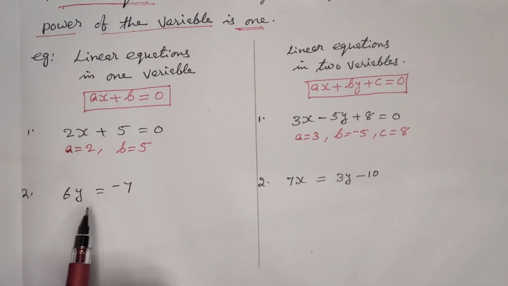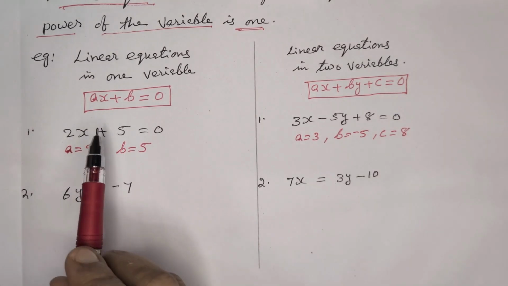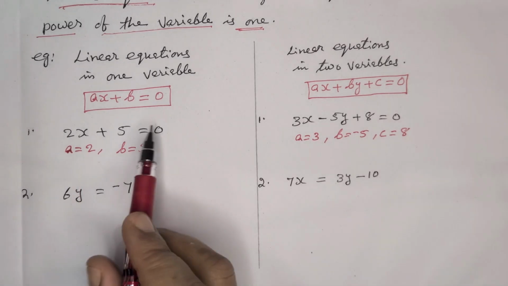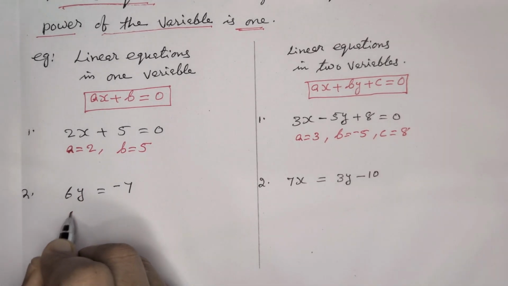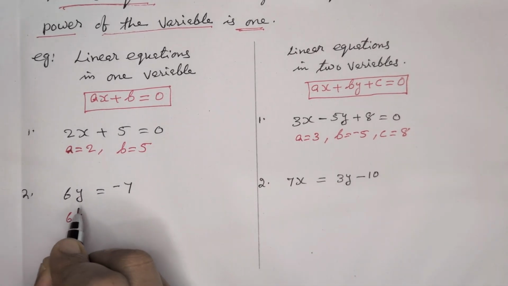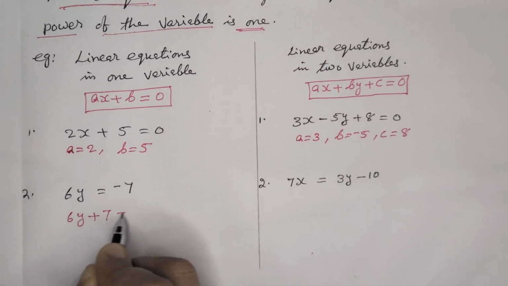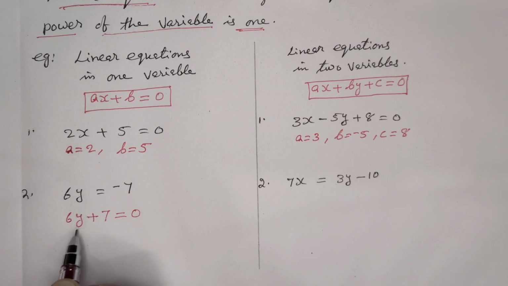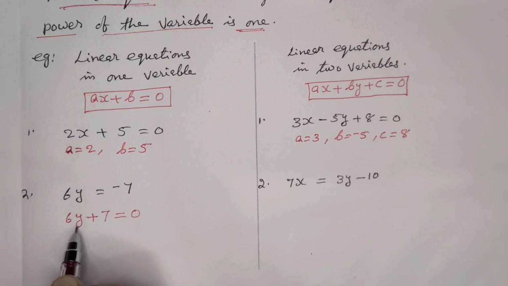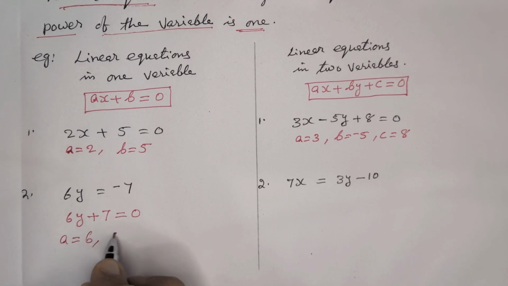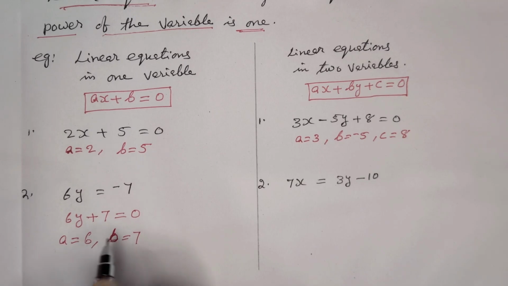Here 6y is equal to minus 7. This is not in the standard form. So we can write it in the standard form as 6y minus 7; when we move it to the left side, it becomes plus 7, equal to 0. Here the variable is y, the coefficient of the variable a is equal to 6, and the constant b is equal to 7, in the one variable form.